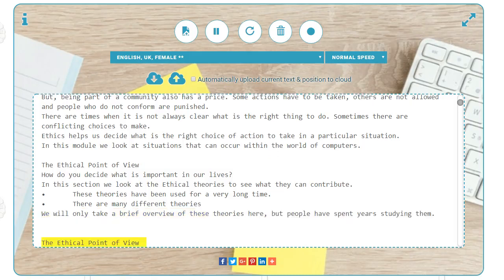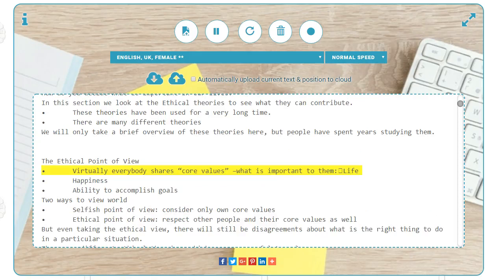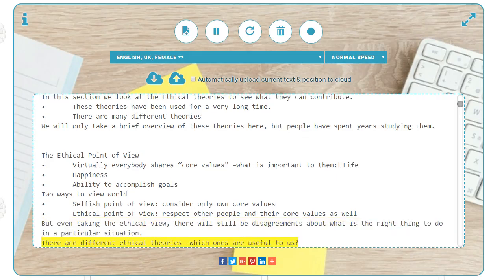The ethical point of view. Virtually everybody shares core values, what is important to them: life, happiness, ability to accomplish goals. Two ways to view the world. Selfish point of view: consider only your own core values. Ethical point of view: respect other people and their core values as well. But even taking the ethical view, there will still be disagreements about what is the right thing to do in a particular situation. There are different ethical theories; which ones are useful to us?